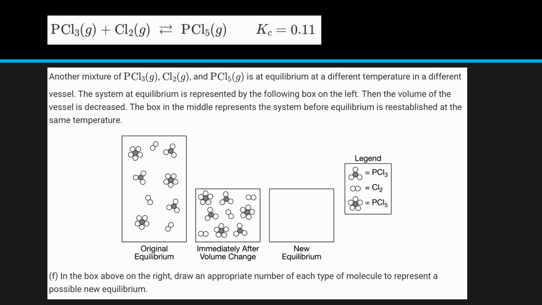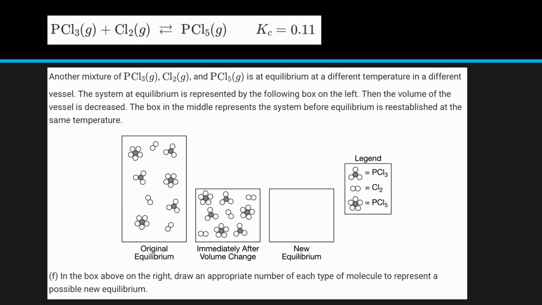All right, this next example says another mixture of PCl3, Cl2, and PCl5 is at equilibrium at a different temperature in a different vessel. The system at equilibrium is represented by the following box on the left. Then the volume of the vessel is decreased. The box in the middle represents the system before equilibrium is reestablished at the same temperature. In the box above on the right, draw an appropriate number of each type of molecule to represent a possible new equilibrium. So looking at our equation, you can see that we have all gases, which means if we are decreasing the volume, that means we're increasing pressure.